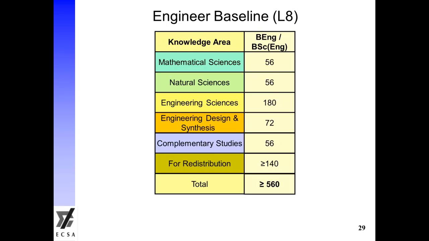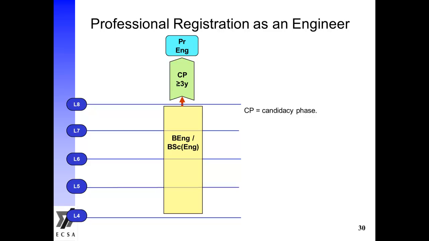Here we can see the baseline for the BEng or BSc Eng at level 8. In total, the BEng standard specifies a minimum of 560 credits. To register as a professional engineer, a BEng graduate needs to complete a candidacy phase of at least 3 years.